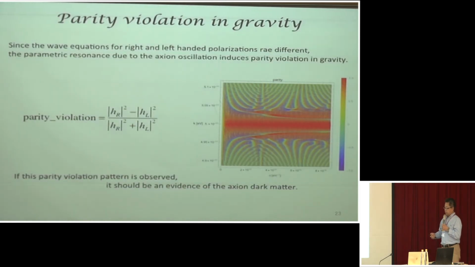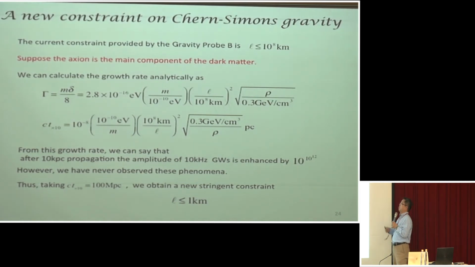Because of this difference, we have the parity variation in the gravity sector. The red part is the frequency, and this is time. As the amplitude grows, this parity variation also grows. So we have completely circularly polarized gravitational waves here. If this parity variation pattern is observed, this should be evidence of axion dark matter. This is my first conclusion.